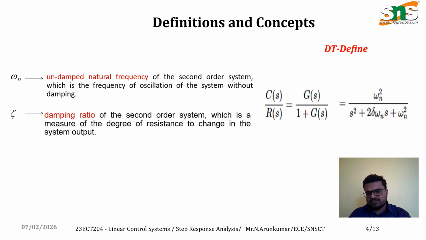and it is followed by the transfer function C of S divided by R of S. The final value of the equation is G of S divided by 1 plus G of S. So the equation has to be written as omega n square divided by s square plus 2 delta omega n s plus omega n square. Here omega n is the undamped natural frequency and delta is the damping ratio. Based on this, we need to calculate the values of omega n as well as delta.